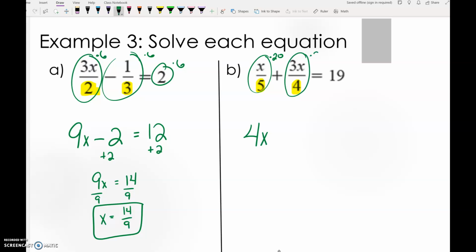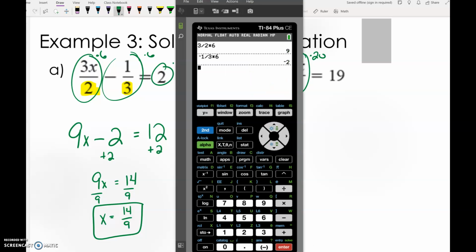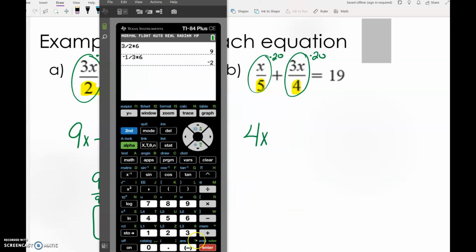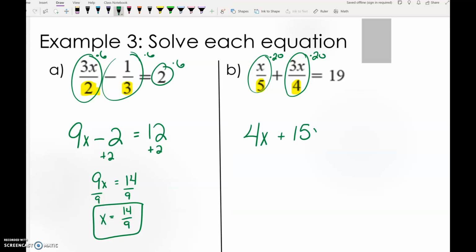In the next one, we're doing 3/4 times 20. So grab your calculator, and we are doing 3/4 times 20. 15. And there's an x there as well, so 15x. And don't forget to do the right side times 20. 19 times 20 is 380.